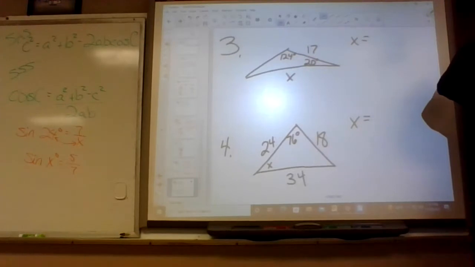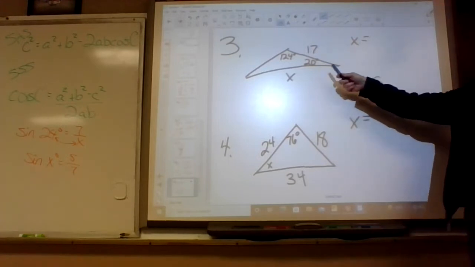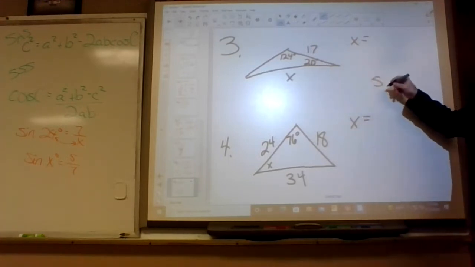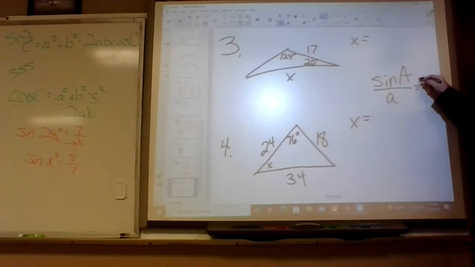No, that's just sine. Law of sines is what you need for this one: sine A over A equals sine B over B. That's easy enough. You should have that memorized. I need to remember that.